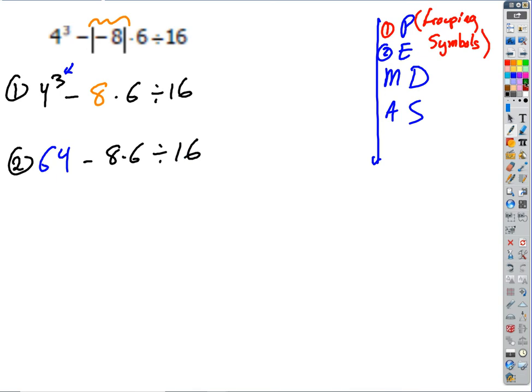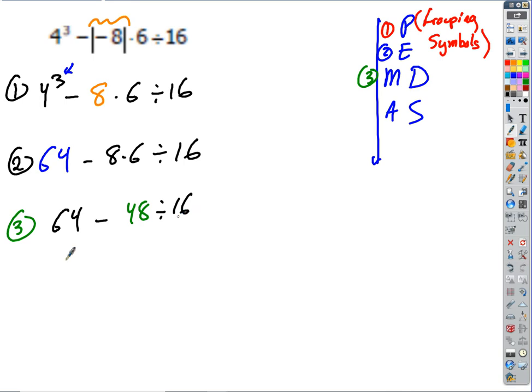Now we'll move on down. How about step 3, multiplication and division? Well, a couple. We got 8 times 6 and 6 divided by 16. Which one has to come first? 8 times 6. We're going to go from left to right. Good. So step 3. Really, there's 2 parts to step 3, to the multiplication step. We get 64 minus, what is 8 times 6? 48. There you go. 48 divided by 16.